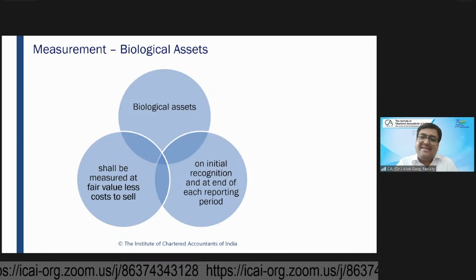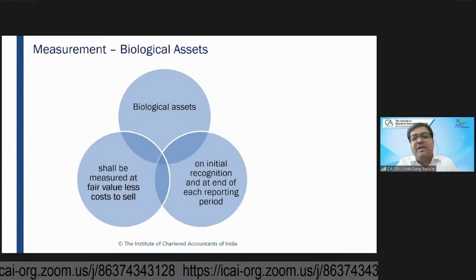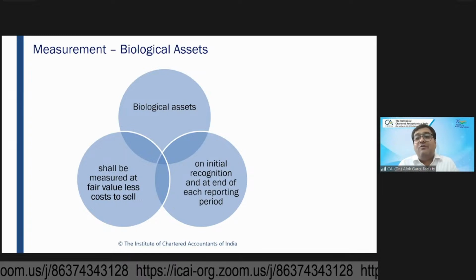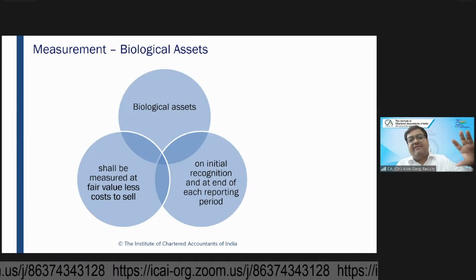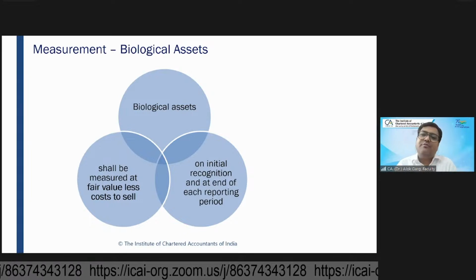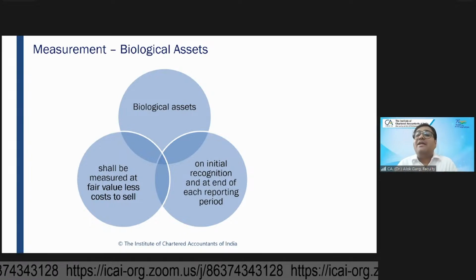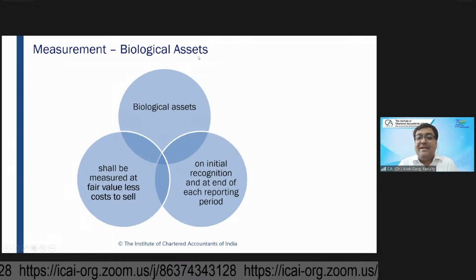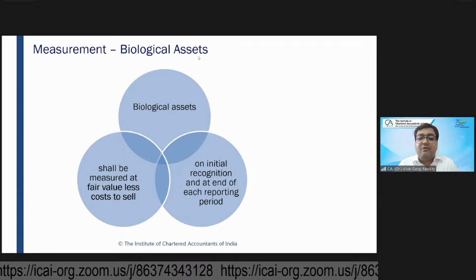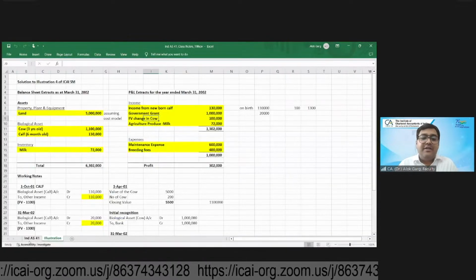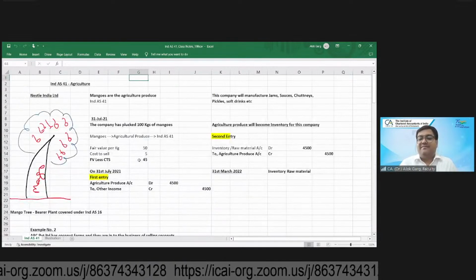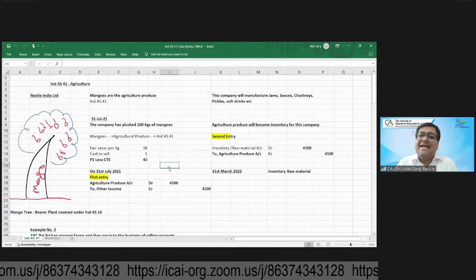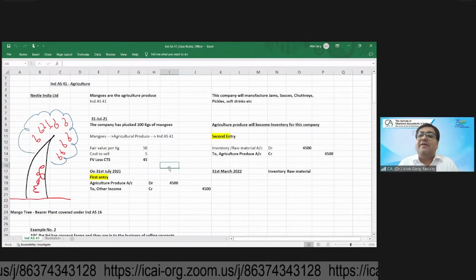A biological asset has to be initially and subsequently measured on the basis of fair value less cost to sell. Initial measurement will be at fair value less cost to sell. Subsequent measurement will also be at fair value less cost to sell. But what about agriculture produce? Agriculture produce will initially be measured at fair value less cost to sell, but subsequently, it has to be transferred immediately to inventory.